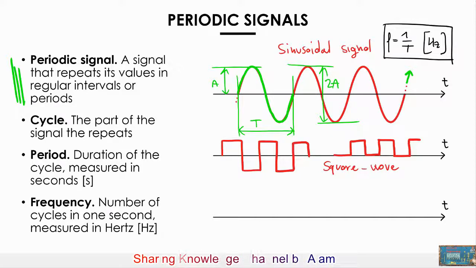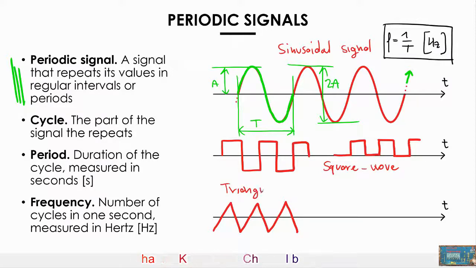Other types of notable signals are the triangular signal, which looks like this. So you see the cycle is a triangle that keeps repeating. So this is triangular. And then another type of periodic signal is the sawtooth waveform, which looks like this.